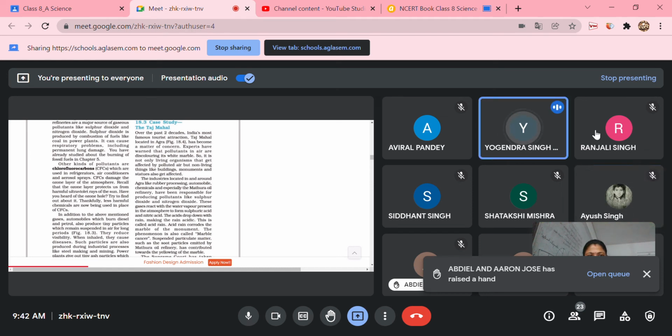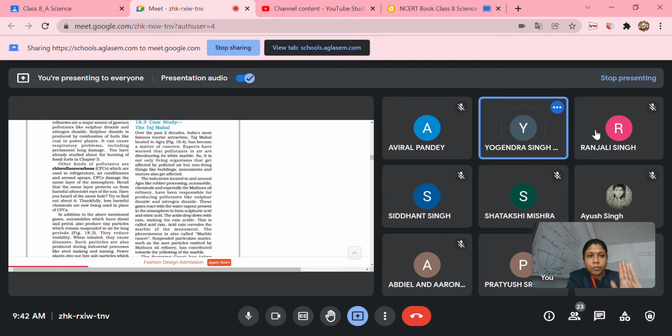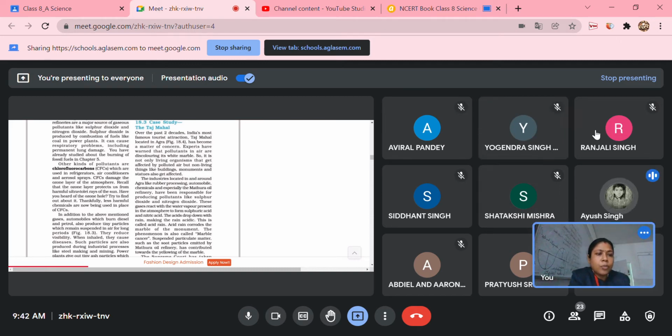Burning of fossil fuels like coal produces gases, and water vapor, and then they mix in the atmosphere, then they form acid rain. Okay, yes, Ayush, go ahead with the information.